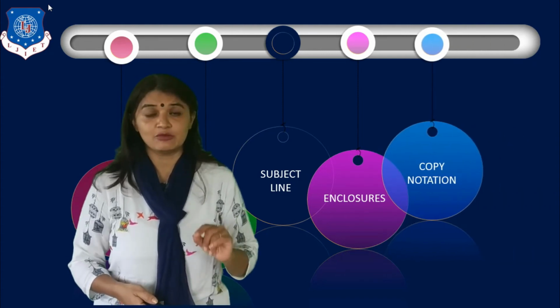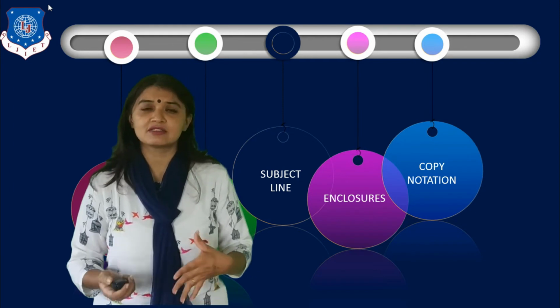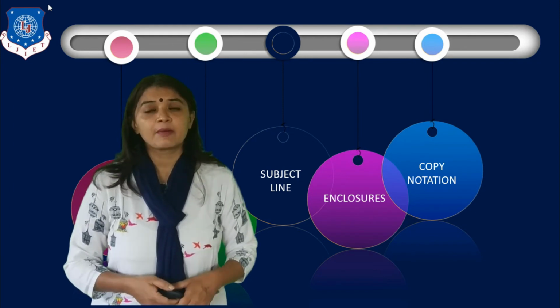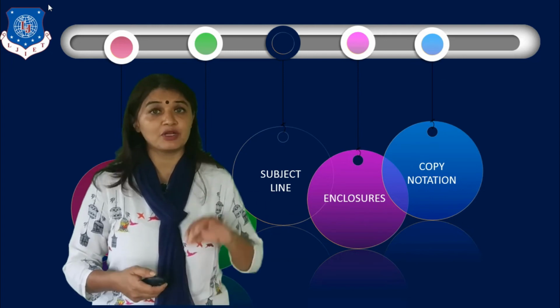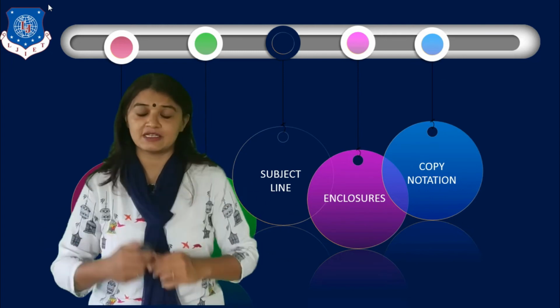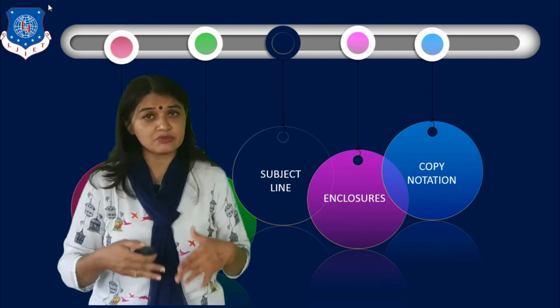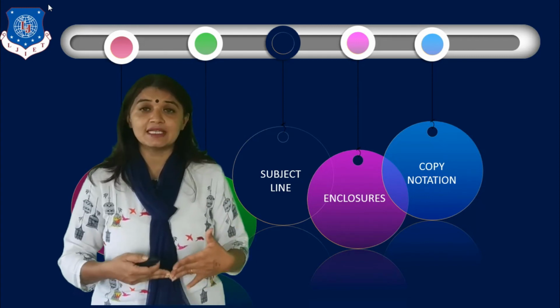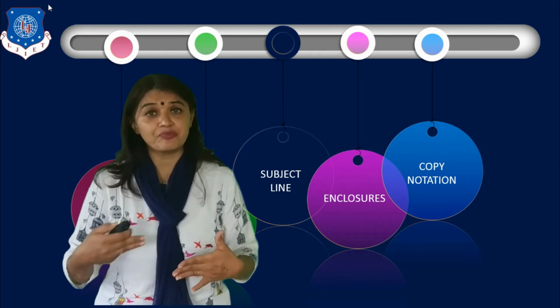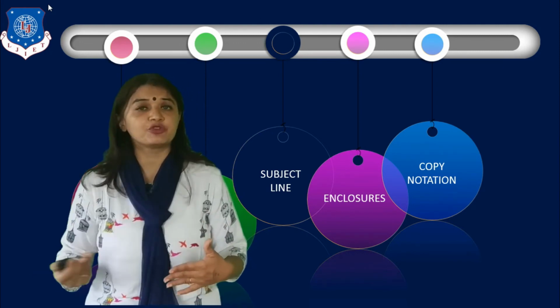Now many times you will have to send a copy of the business letter to other people also for various purposes, because sometimes you just want to inform others that you have sent this communication to XYZ person, or sometimes you want your work to be done faster, so that is why you are sending the copy to other people also. So the copy notation is the list of people to whom you have sent the copy. So it includes the names of those people.